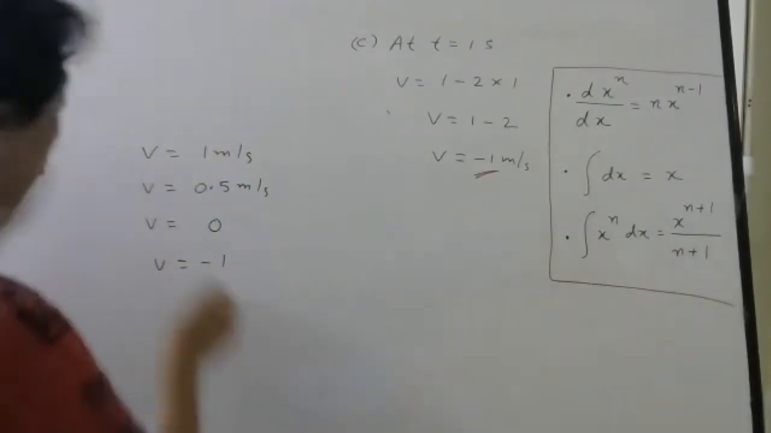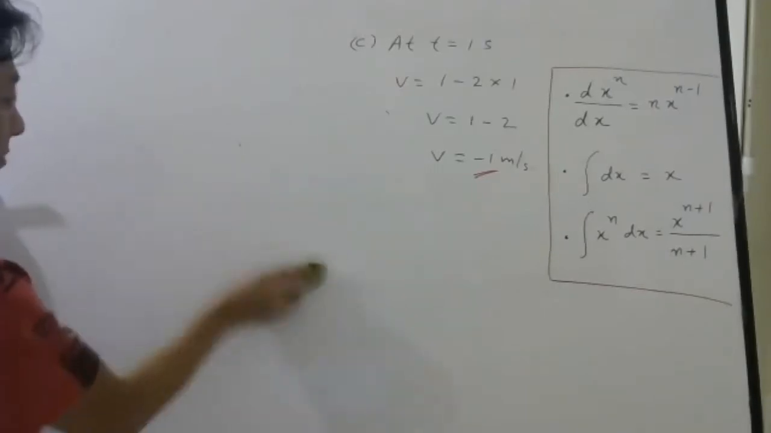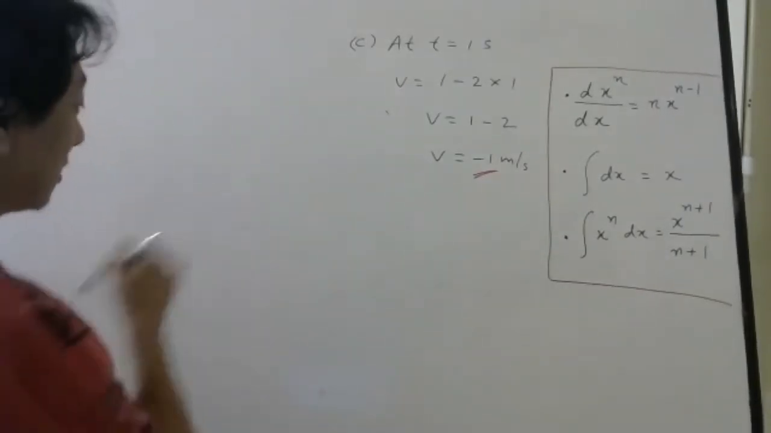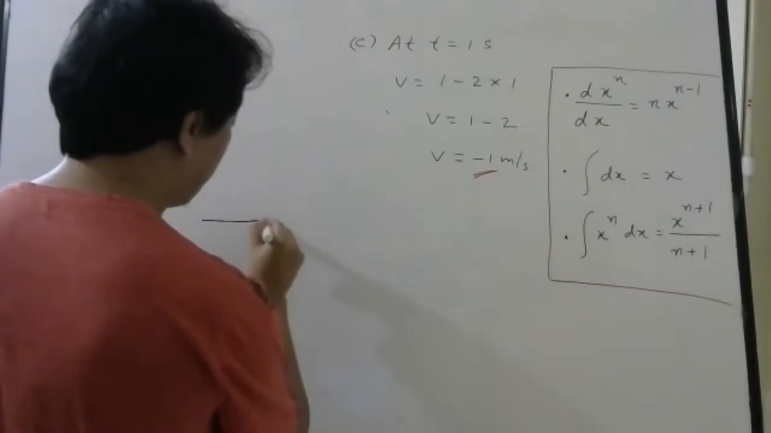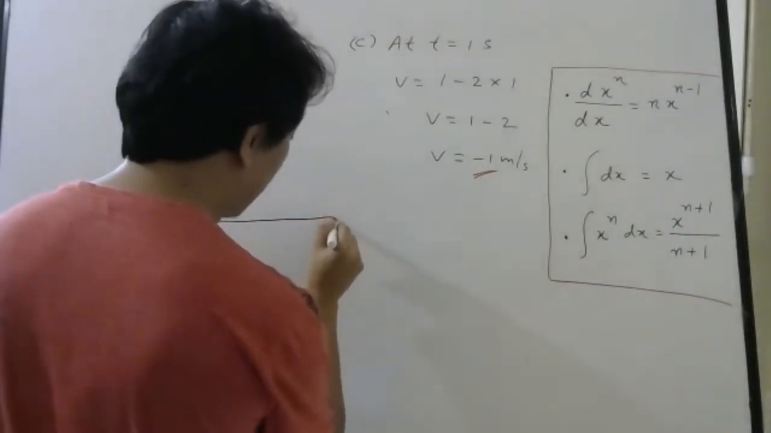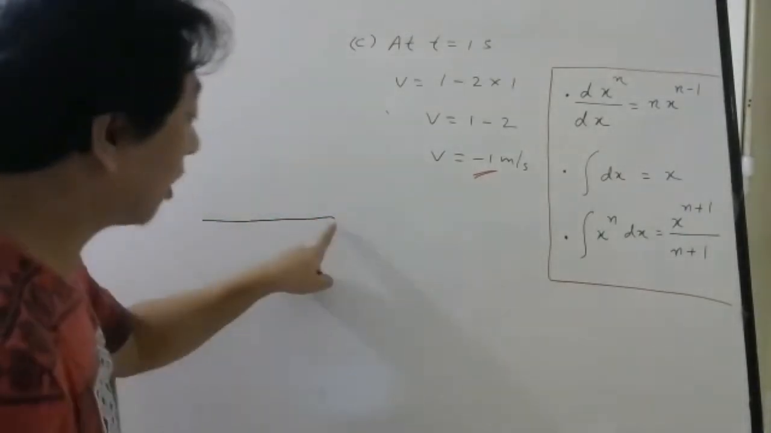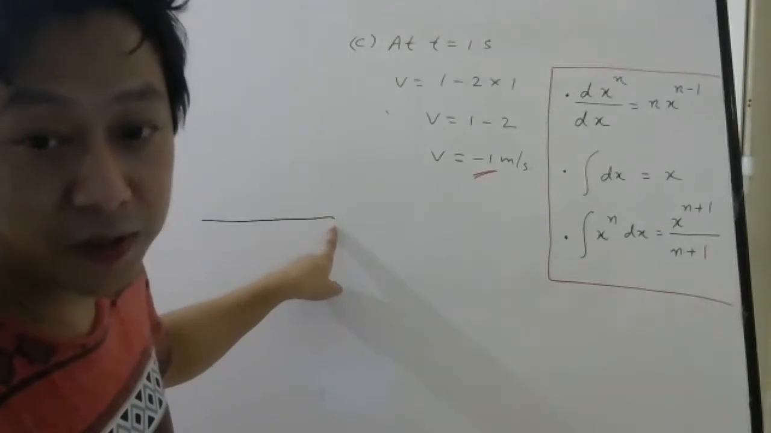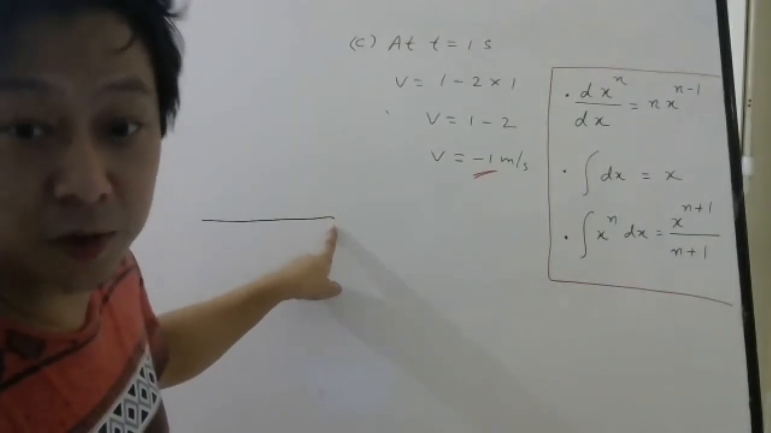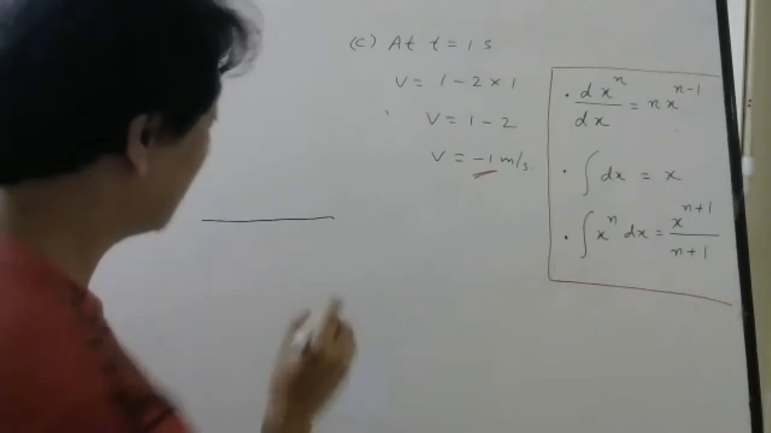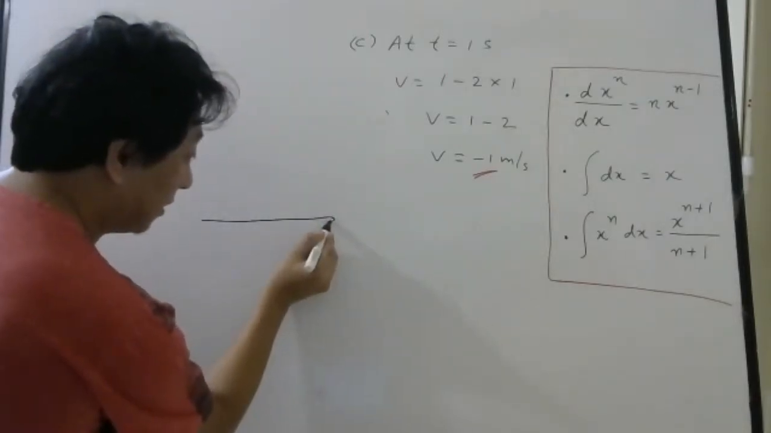So basically what do these numbers mean? These numbers mean the particle was initially moving this way. Then somewhere it stopped. How do I know it stopped? Because velocity became 0 somewhere. So it stopped and then it returned.